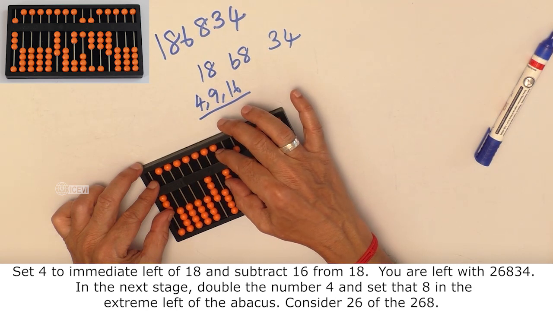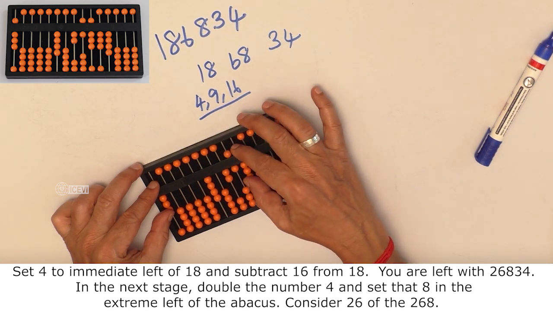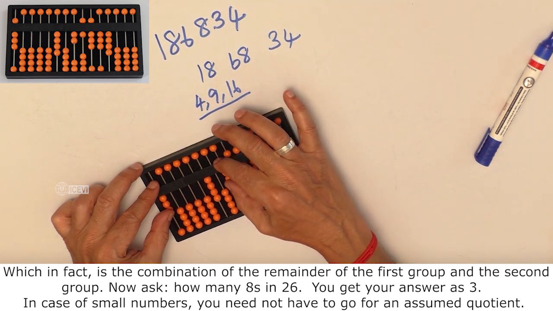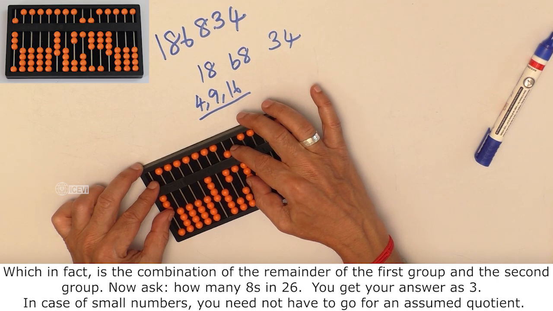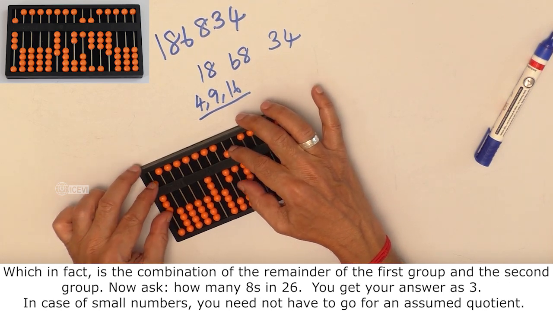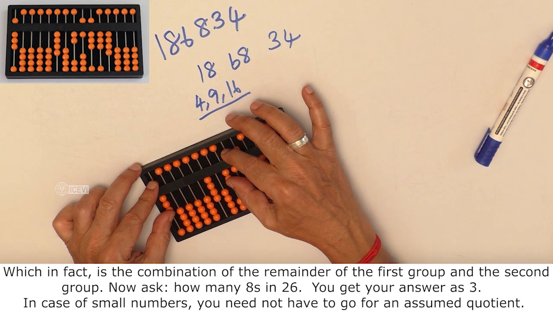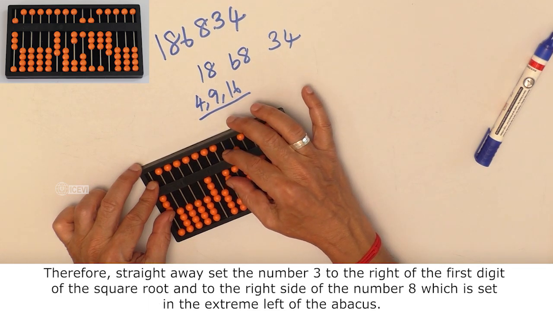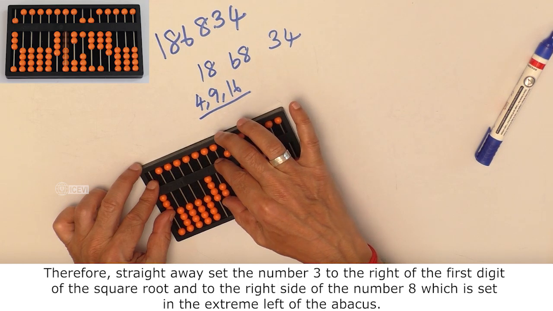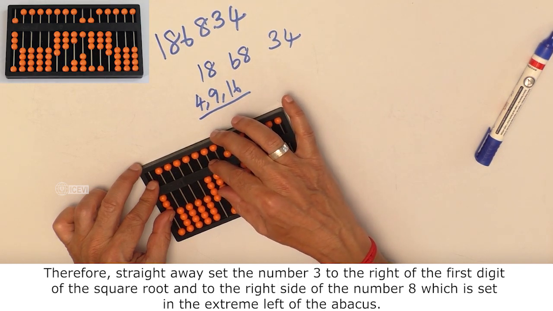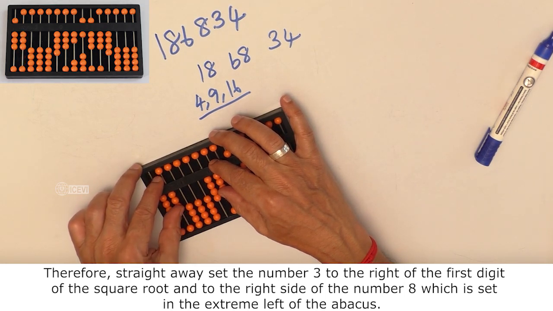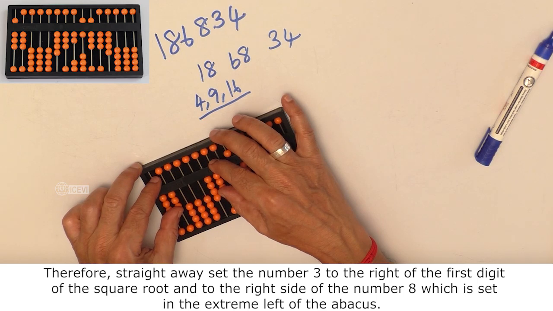Consider 26 of 268, which in fact is the combination of the remainder of the first group and the second group. Now ask how many 8s in 26? You get the answer as 3. In the case of small numbers, you need not go for an assumed quotient. Therefore, straight away set the number 3 to the right of the first digit of the square root and to the right side of the number 8, which is set in the extreme left of the abacus.